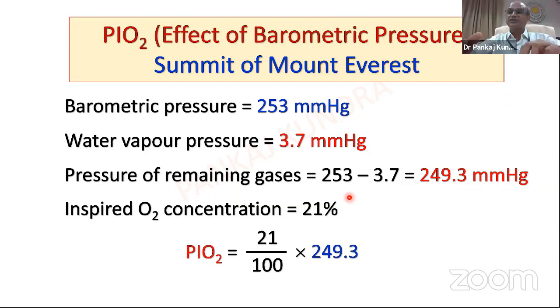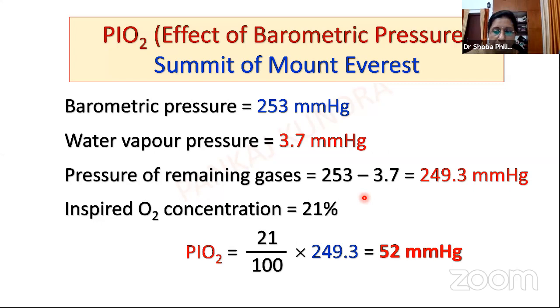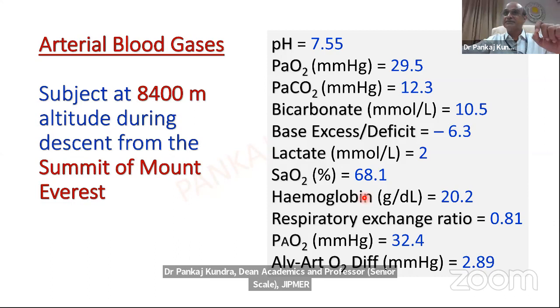We always say there is oxygen deficiency, but it is not the case. The concentration of the oxygen, which is 21%, will remain the same whether you are at sea level or at Mount Everest. The only thing that changes is the partial pressure. So the partial pressure, which was 159 at sea level, at the summit of the mountain comes down to 52 millimeters of mercury.